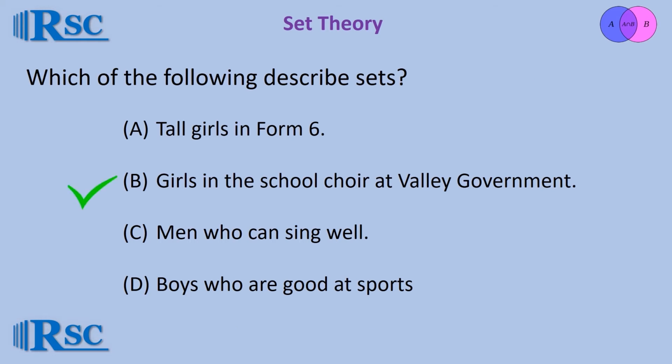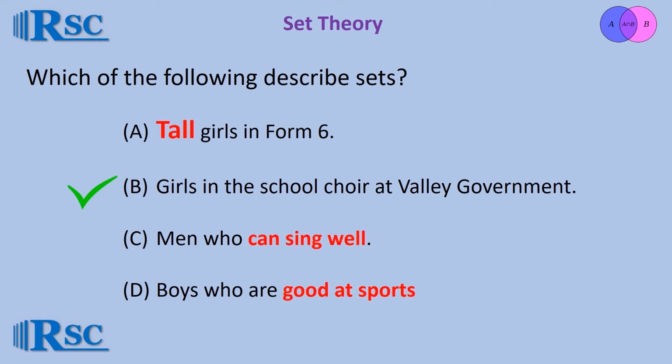Only B is clearly defined, and hence only B describes a set, which is girls in the school choir at Valley Government. A, C, and D, which describe tall, or who can sing well, or good at sports, are all relative terms and not clearly defined.